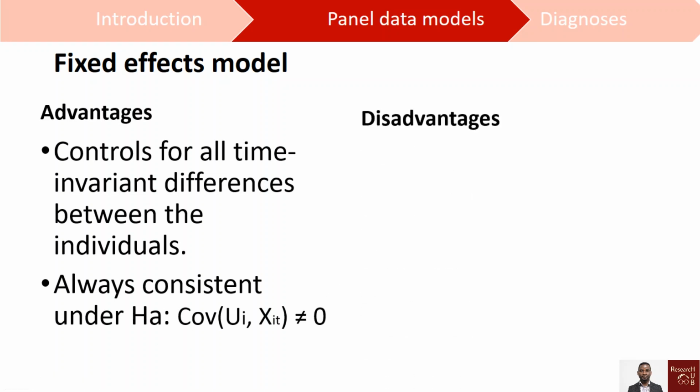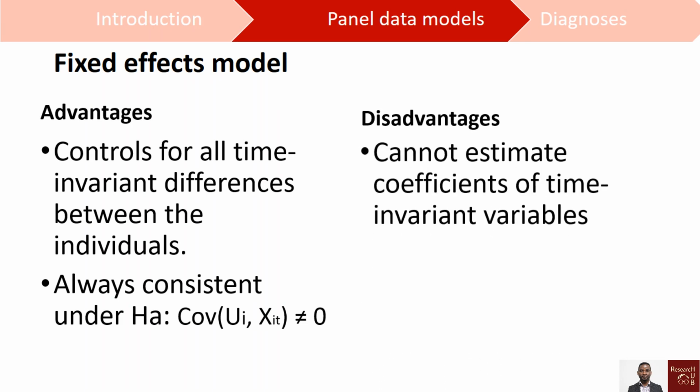But fixed effects has some limitations. The obvious one is that it cannot estimate the coefficients of a variable that is constant over time. So if you have a categorical, a binary variable that does not change over time, fixed effects will eliminate that in the transformation, as we have seen.